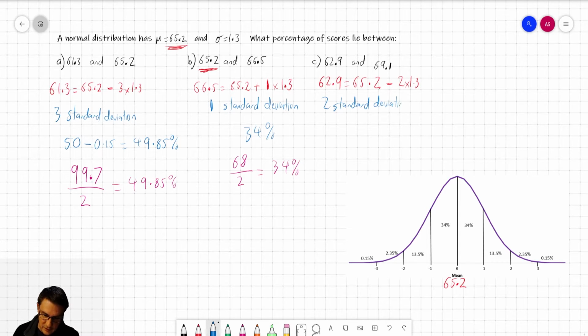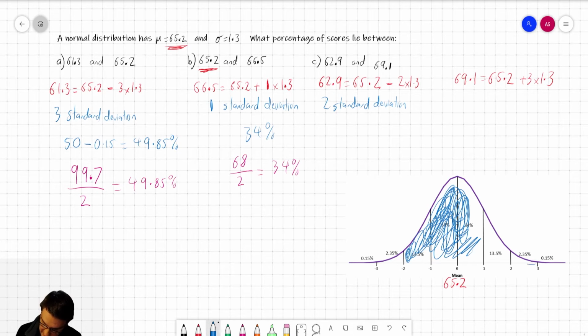Now, the other value, we're going to do the same thing. This time we've got 69.1, which is equal to 65.2, and in this case it's adding 3 standard deviations away from the mean, so 3 times 1.5. What that means is we're finding the area of the curve from 2 standard deviations below to 3 standard deviations above. So that's going to be this region here, which is being shaded in now.